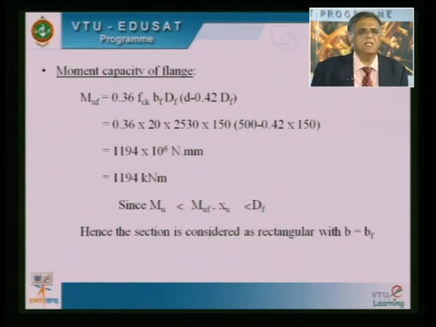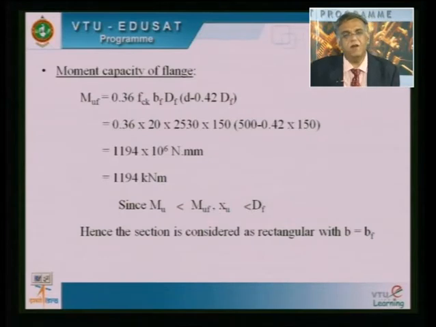And now your value of MU, in this case, is lesser than MUF, and you have to find out the depth of the neutral axis. In this case we have got the value of XU, the depth of the neutral axis, to be lesser than the flange thickness. Already Professor Suresh might have taught you how to calculate the value of the depth of the neutral axis. So, calculate this and compare, and it has been got that MU is less than the limiting moment of resistance and XU is less than DF.